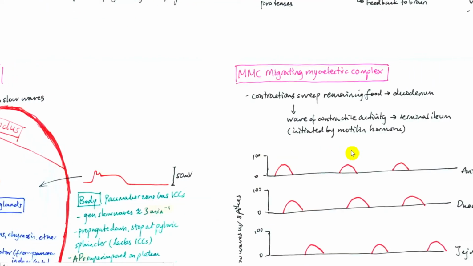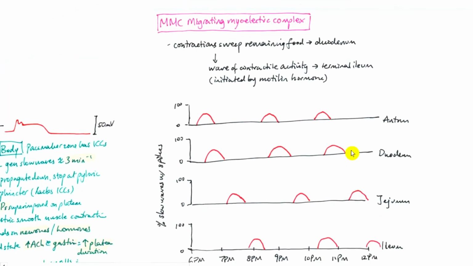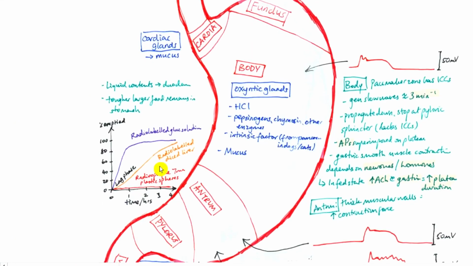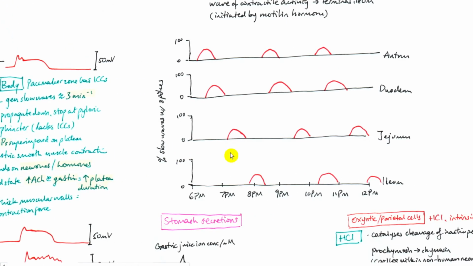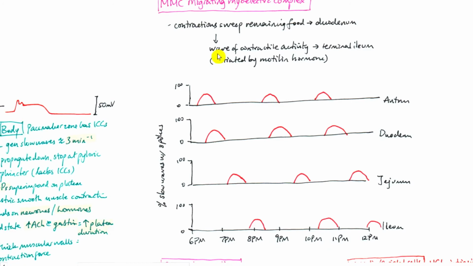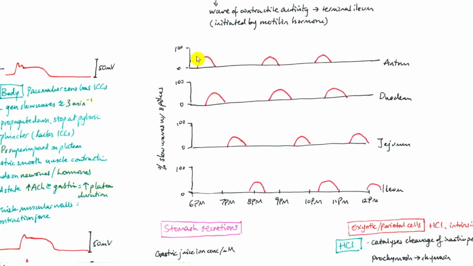The migrating myoelectric complex is where contractions sweep the remaining food down into the duodenum. So remember here, some food, such as these plastic spheres, won't be emptied very fast, so we need something to sweep them down. And MMCs are waves of contractile activity to the terminal ileum, which is initiated by the hormone motilin.